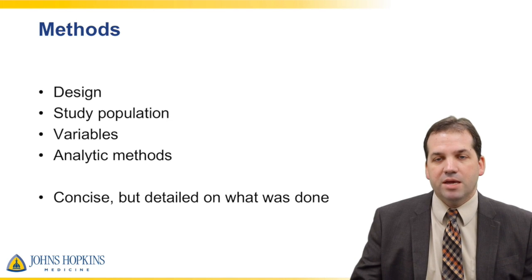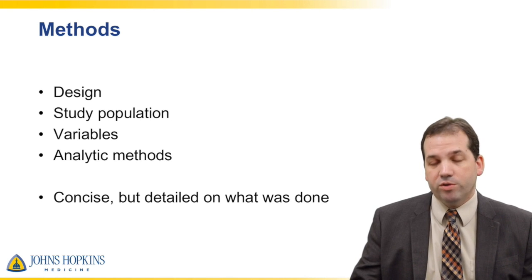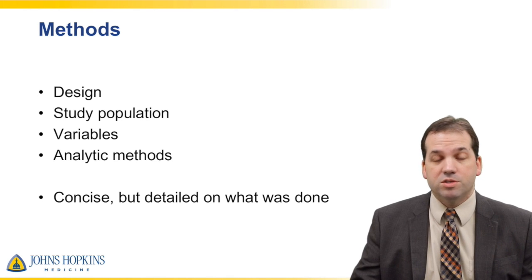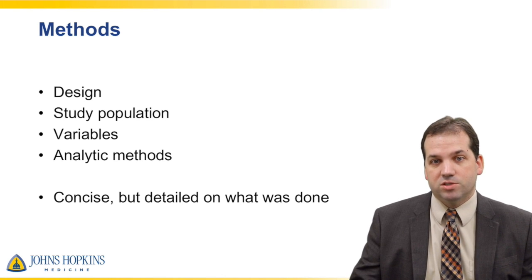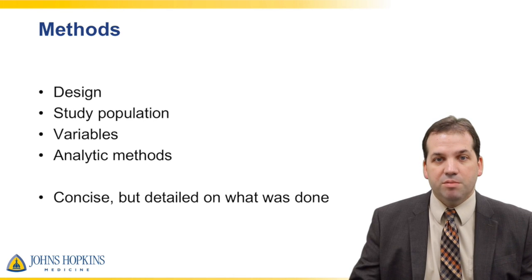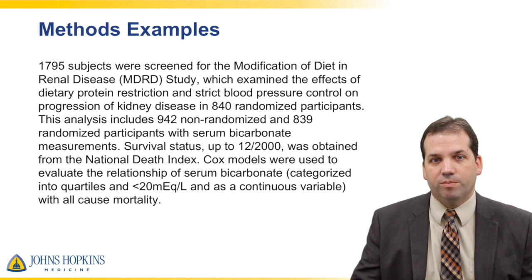The methods are the meat of your abstract. They tell what you did as well as the population, the variables that you're looking at, the analytic methods. And just like the other two sections, this should also be concise, but when I say it's the meat, people need to know what you're doing in the study. So it should be detailed enough to know what was done. Here's a couple examples that we'll go through.